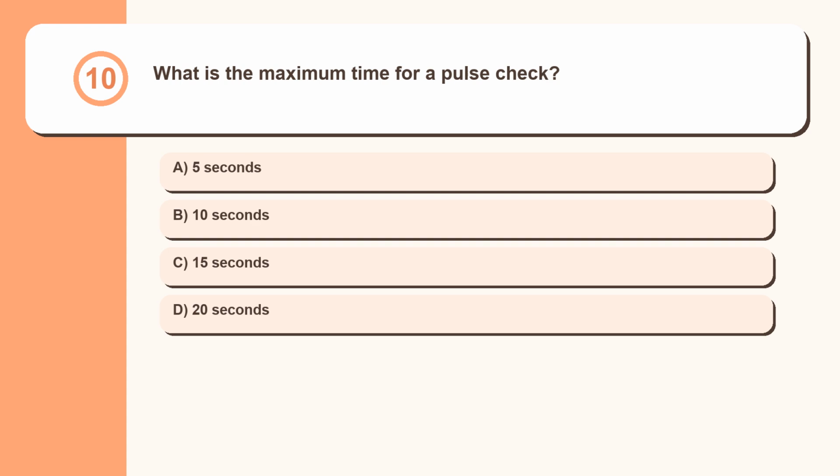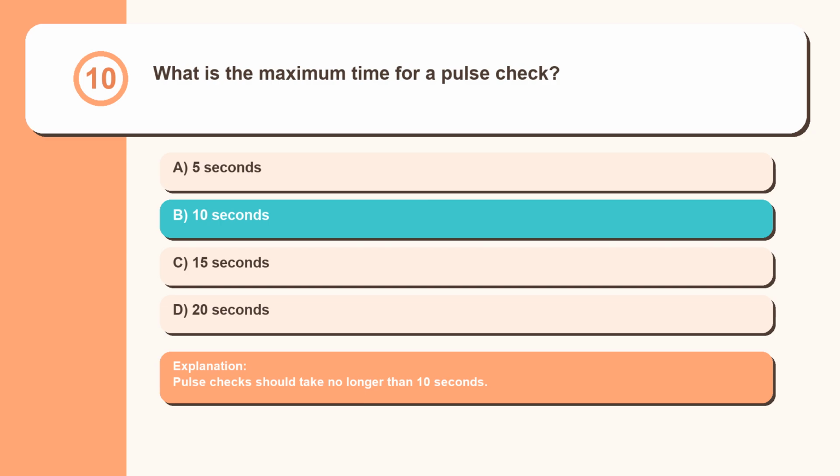Question 10. What is the maximum time for a pulse check? 5 seconds, 10 seconds, 15 seconds, 20 seconds. Pulse checks should take no longer than 10 seconds.